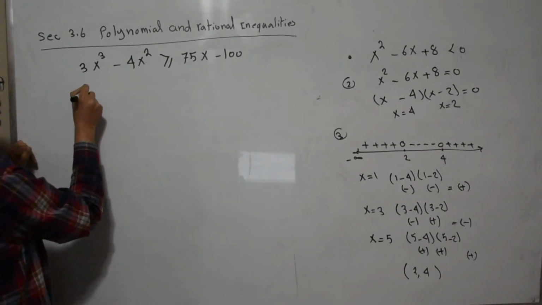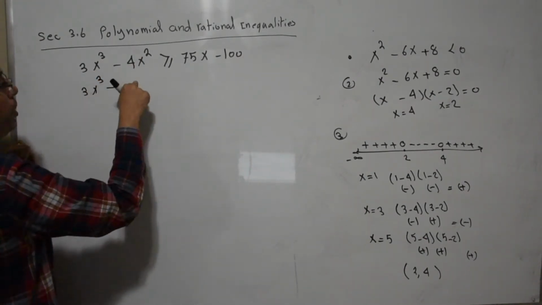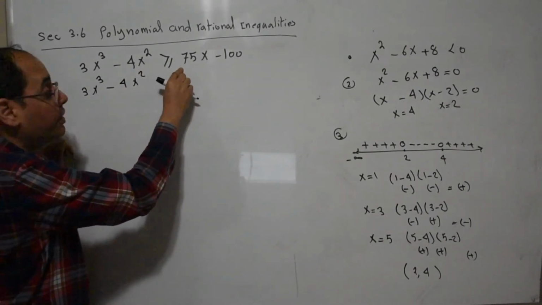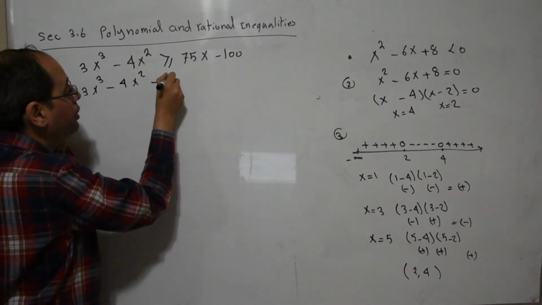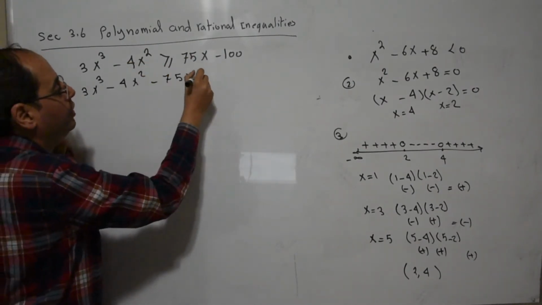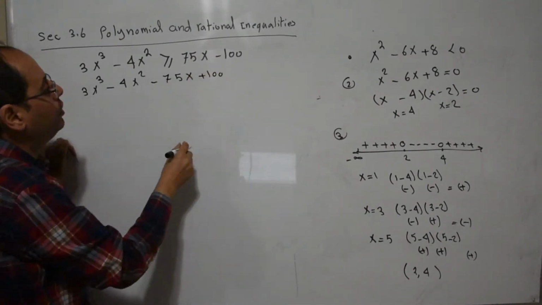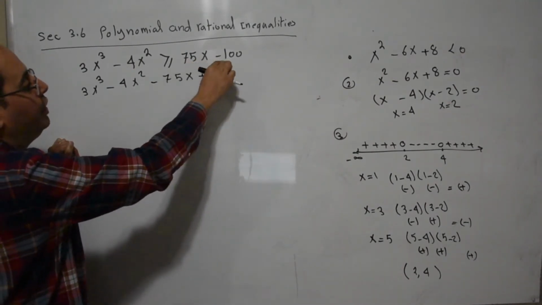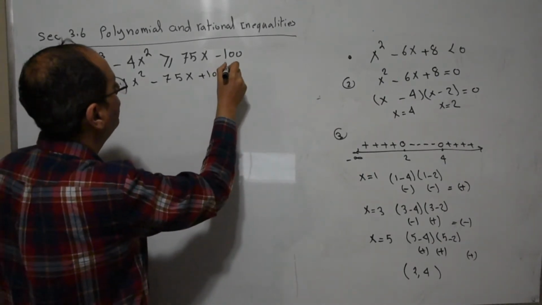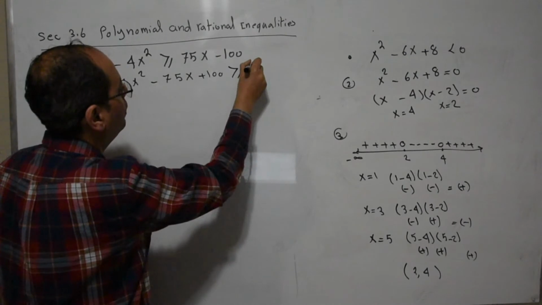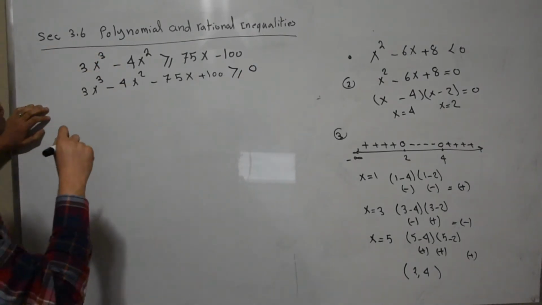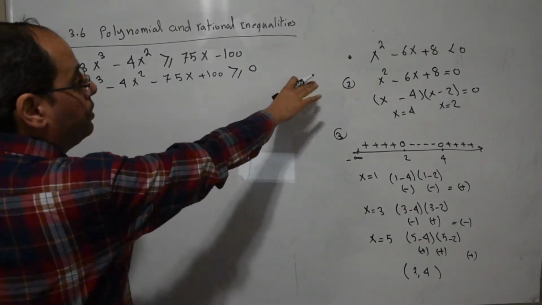So I have 3x cubed minus 4x squared, and then I subtract 75, so I have negative 75x, and then I add 100. So when I subtract 75x and add 100, I must have this is greater than or equal to 0. Okay? Now I'm done with the first step.